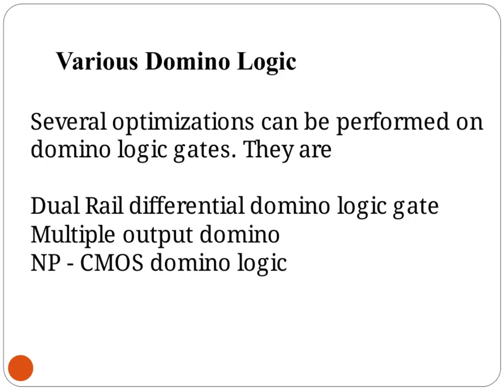Now let's talk about various types of domino logic and some key optimizations we can apply to domino logic gates. First, we have the dual-rail differential domino logic gate, which helps improve noise immunity and logic robustness by using complementary signals. Then, there's the multiple output domino, which optimizes performance by generating more than one output from a single domino stage, effectively enhancing circuit efficiency. Lastly, NP-CMOS domino logic integrates both N-type and P-type transistors to achieve better speed and power efficiency. These optimizations are crucial for enhancing the overall performance and reliability of domino logic circuits.